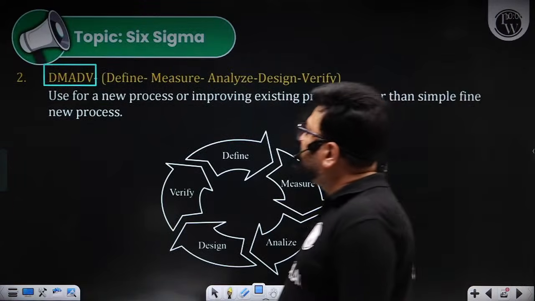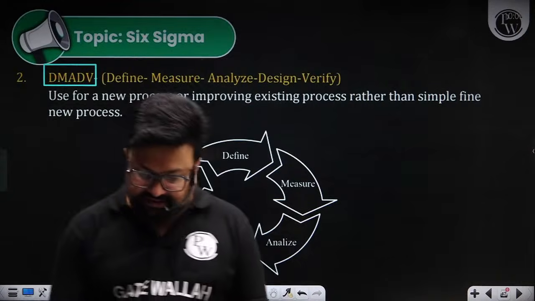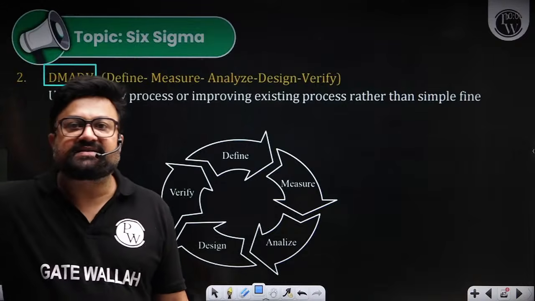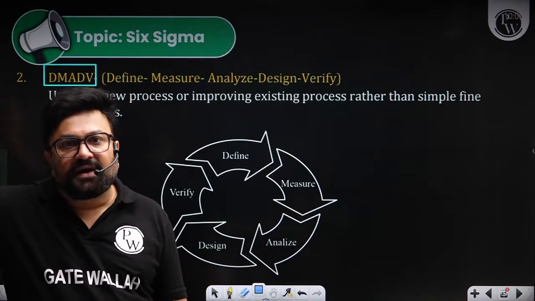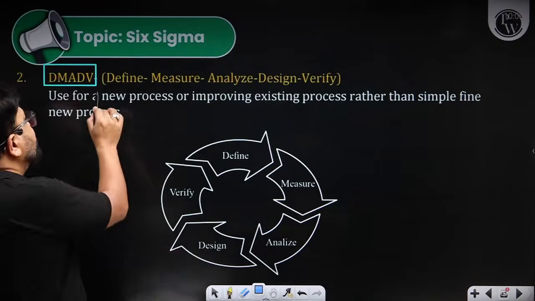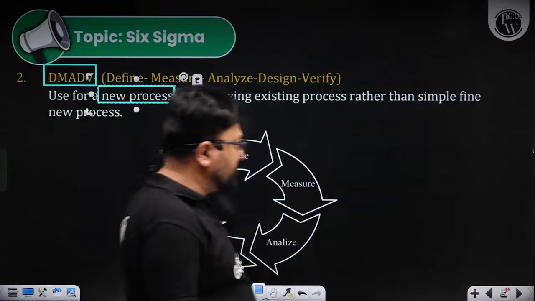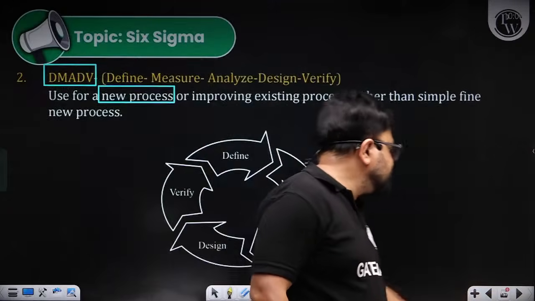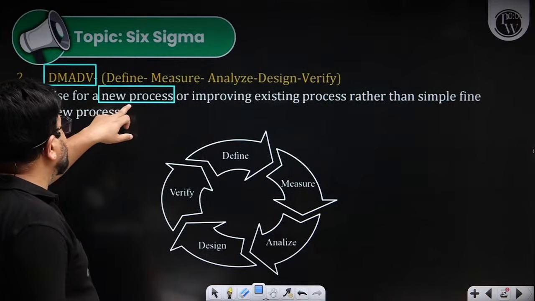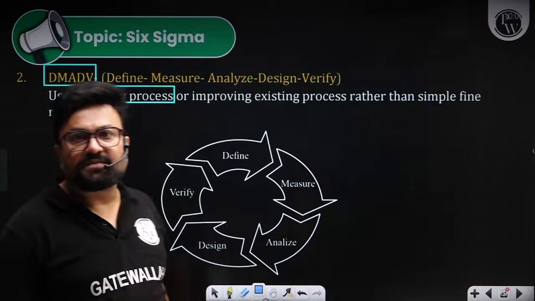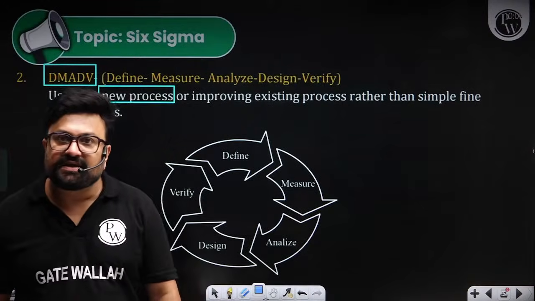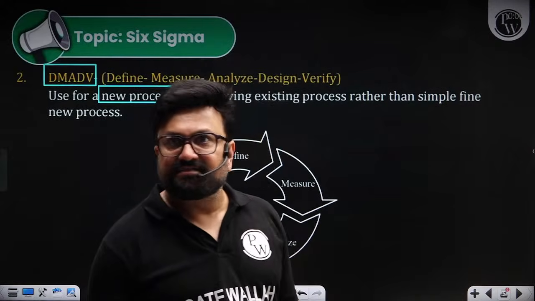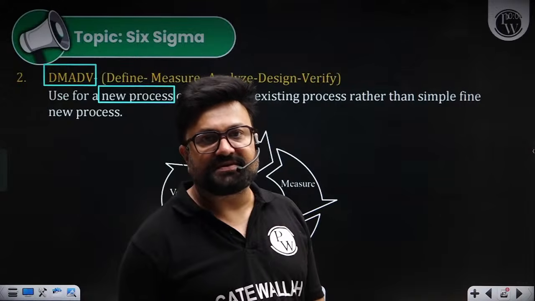Now, what is DMADV? DMADV is define, measure, analysis, design, and verify. It is used for a new process, and the earlier one is used for the existing process. Whereas DMADV is used for a new process, or for improving the existing process rather than simply fine-tuning the process.